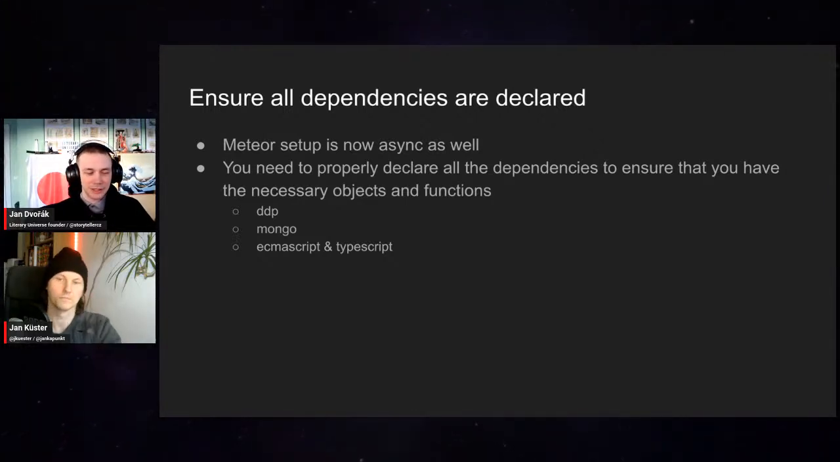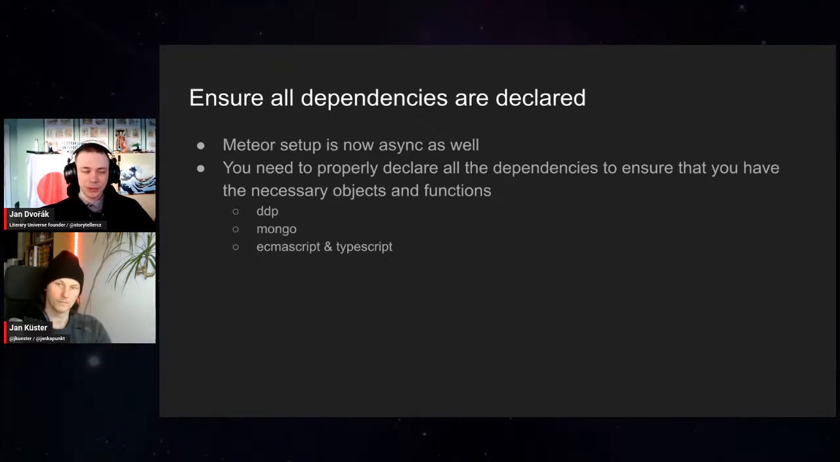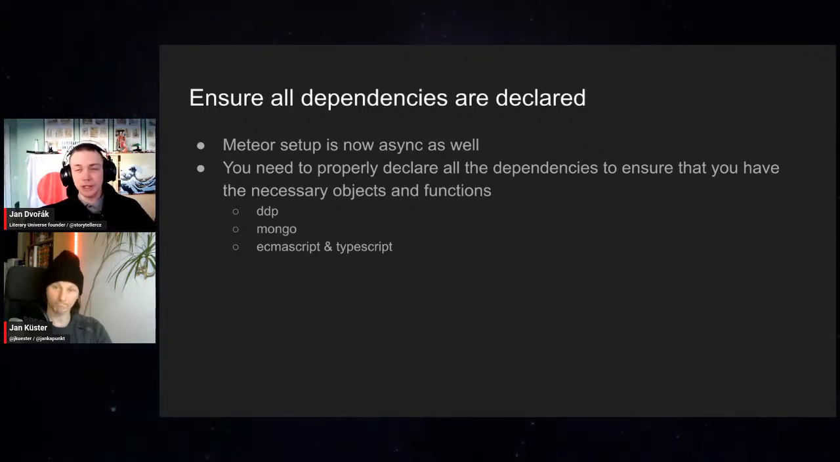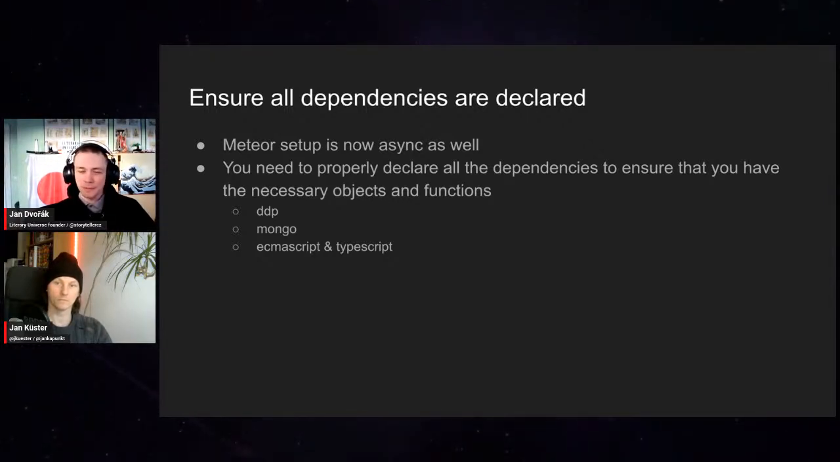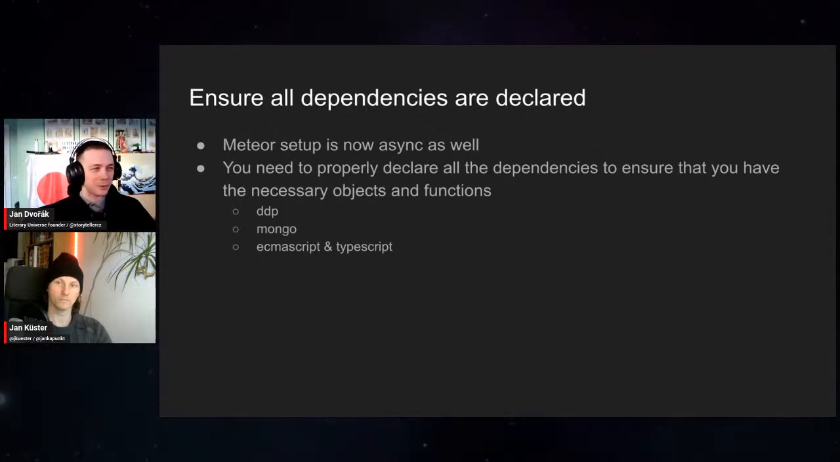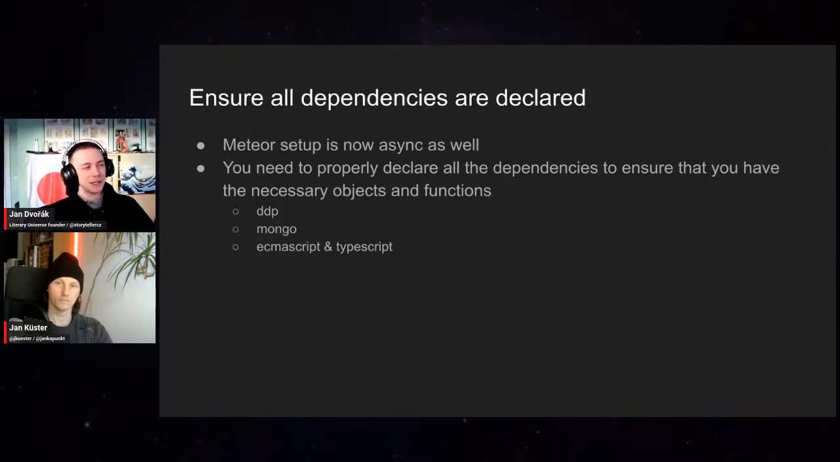Specifically, I would say the biggest surprise for me, at least, was the DDP package, which also provides publish and all the methods on the Meteor object. So if you don't declare the DDP package, you suddenly will find yourself like, hey, I cannot find the publish method on the Meteor object, and you're like, what's going on here? And that means that you are missing a dependency, in this case, the DDP package.